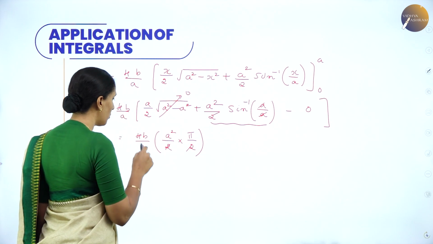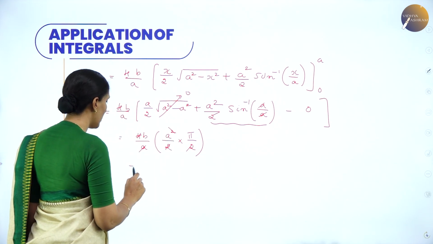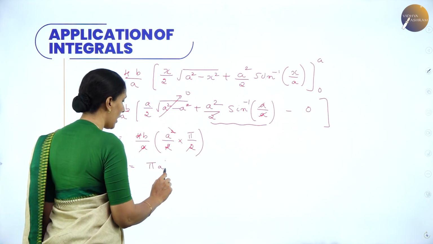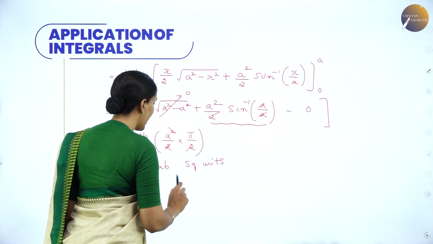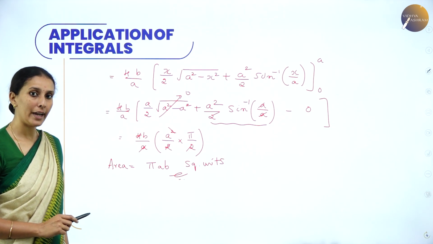2 2s are 4, 4 gets cancelled, a gets cancelled. So the area is pi a b square units. So this is the required area of an ellipse, which we have calculated using the method of integration.